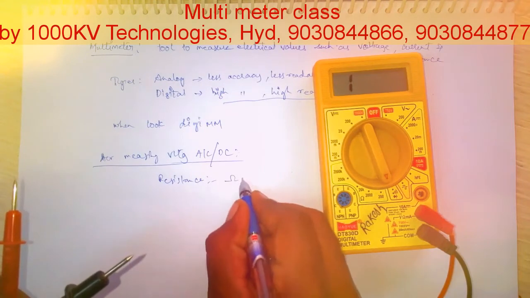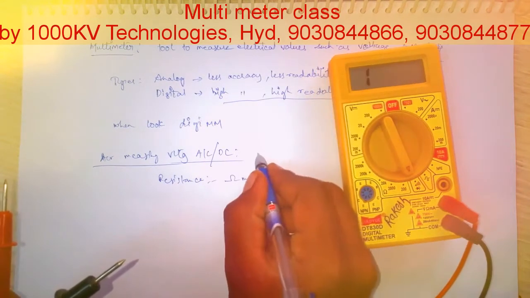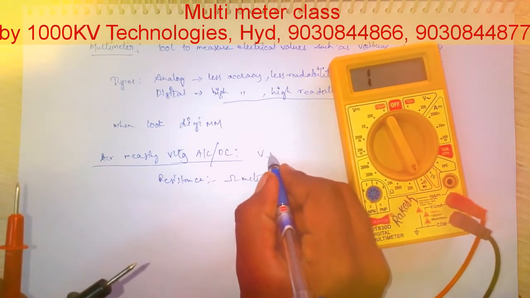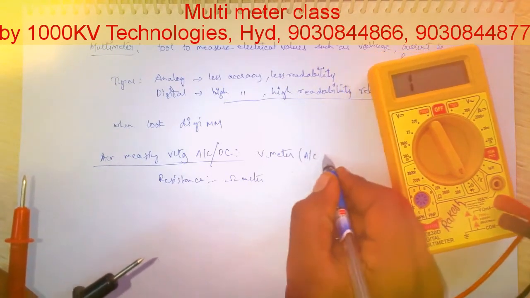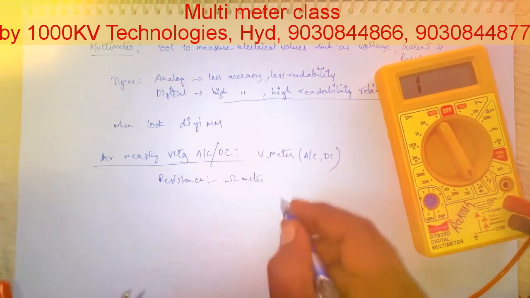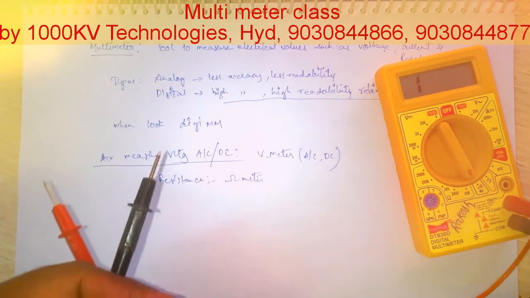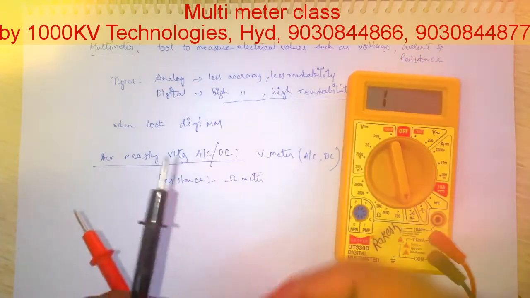You have to use ohm meter. Here you are using voltmeter, AC for AC and DC for DC, and you are using ohm meter for measuring resistance.